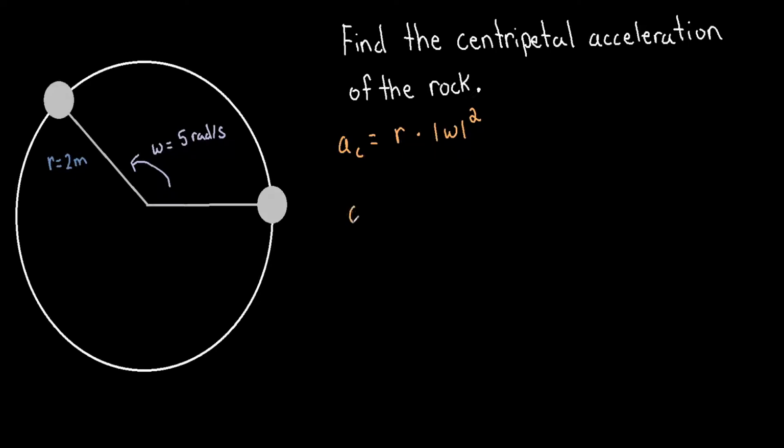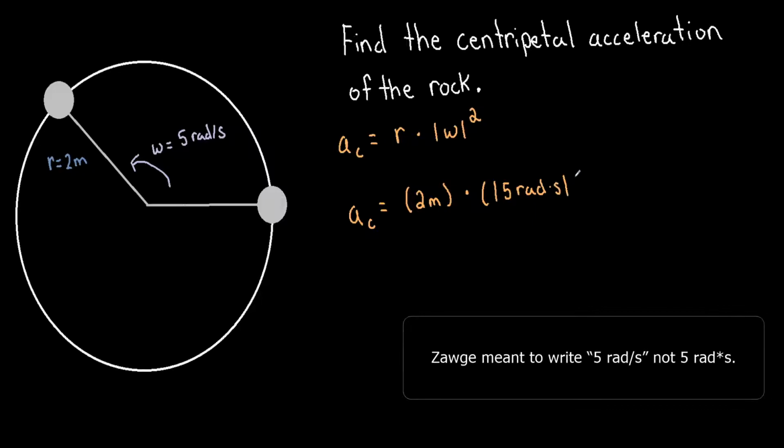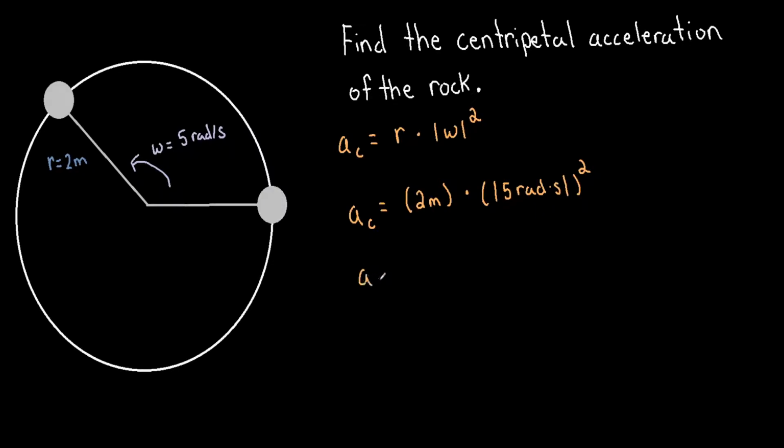So we can simply plug in our given values into this formula. So we have our centripetal acceleration is equal to the radius, which is 2 meters, times our angular speed, which is 5 radians per second, and this is squared, and this will give us a total of 10 meters per second squared for our centripetal acceleration. Now let's look at another problem.